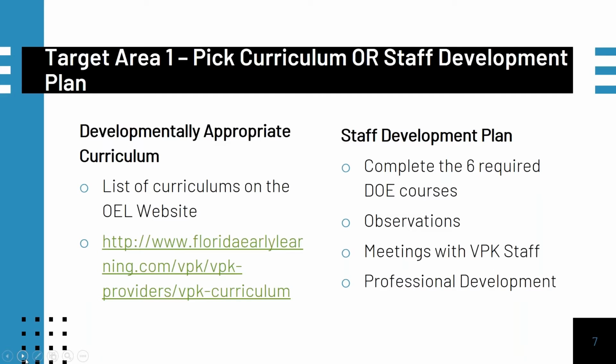Be mindful that you are picking a VPK curriculum that is also on the approved school readiness curriculum list. And like I mentioned before, we do have in the handout section both the VPK approved curriculums as well as the SR curriculums. Now for the staff development plan, you are required to complete the 6 DOE courses. You're required to conduct observations on your VPK staff. You're required to have meetings with those VPK staff and to provide opportunities for professional development, which we will delve deeper into during this presentation.